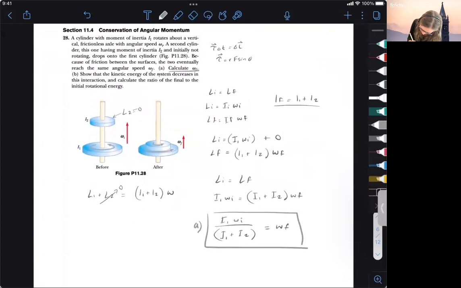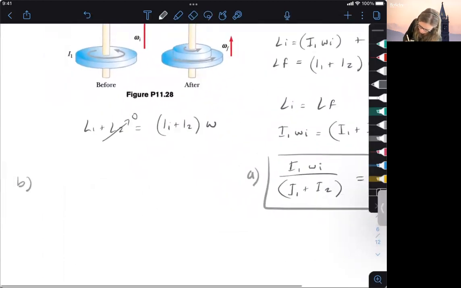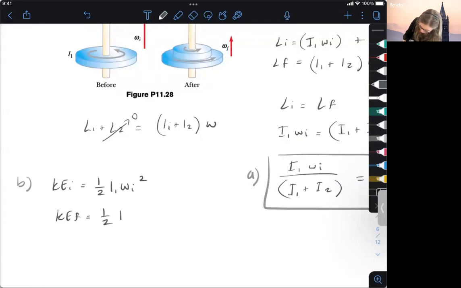Okay, what about part B? Show that the kinetic energy of the system decreases in this interaction and calculate the ratio of the final and initial. So what happens to our kinetic energy? Let's think about our equations. For the initial kinetic energy, KEi, we have 1/2 I1 Wi squared. And KEf is equal to 1/2 If Wf squared.